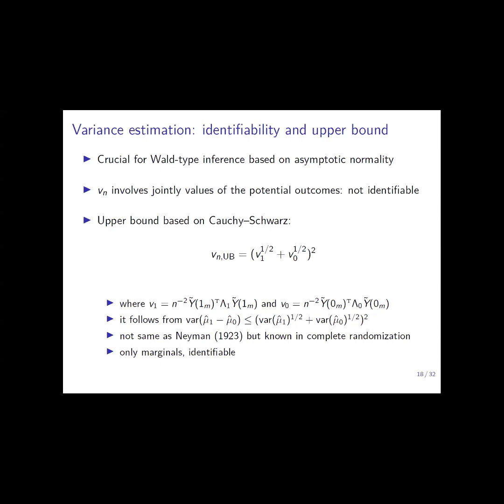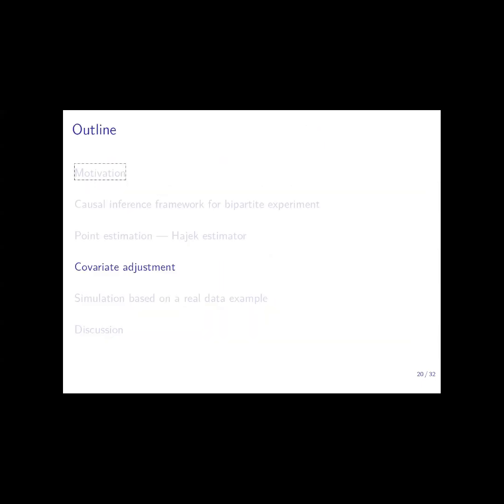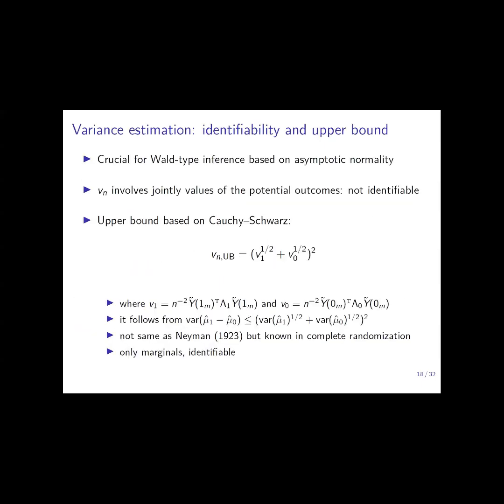We can never estimate the variance, but we can estimate an upper bound of the variance. We derive an upper bound by the Cauchy-Schwarz inequality. Very simple idea: you cannot estimate the variance of the difference, so you just bound the variance by the marginal variances, and this is identifiable. It depends only on the marginals of y1s and y0s. It's an upper bound, slightly different from the literature, but it's known in simple cases like the completely randomized experiment. It's not known, of course, for bipartite experiments.